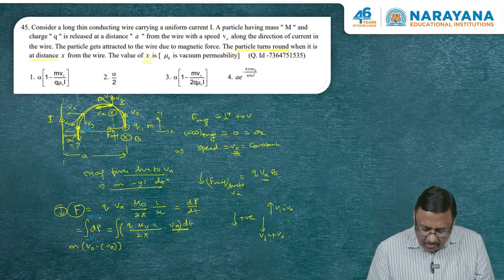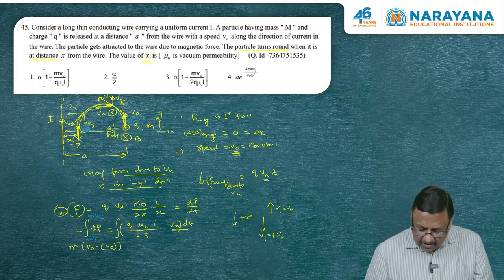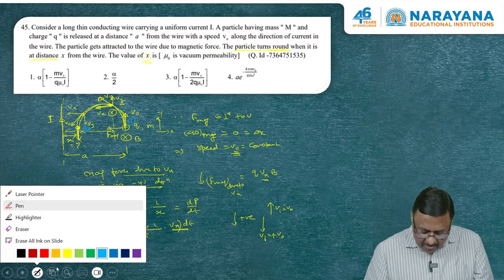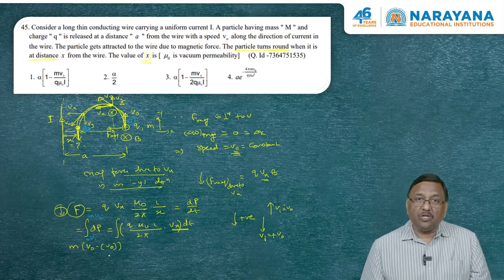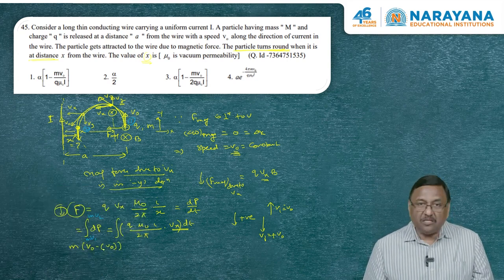So it is m into V2. Be careful, V2 downward is positive, V1 upward is negative. So I'm writing this relation in this manner. Get it here, m into V naught minus V naught. I hope you got it this easy. This is the change in the momentum.